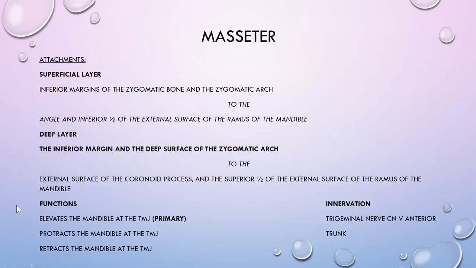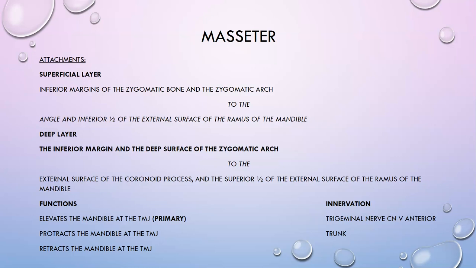Okay? So, the next muscle I want to talk about is called masseter. It has a deep layer and a superficial layer. The superficial layer attaches from the inferior margins of the zygomatic bone and the zygomatic arch. This would be the superior attachment, I guess you could kind of call it the proximal attachment, to the angle and inferior 1/2 of the external surface of the ramus of the mandible.